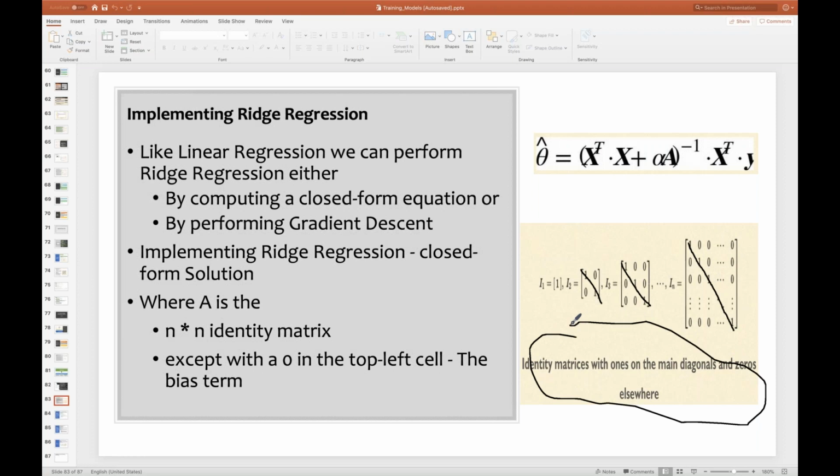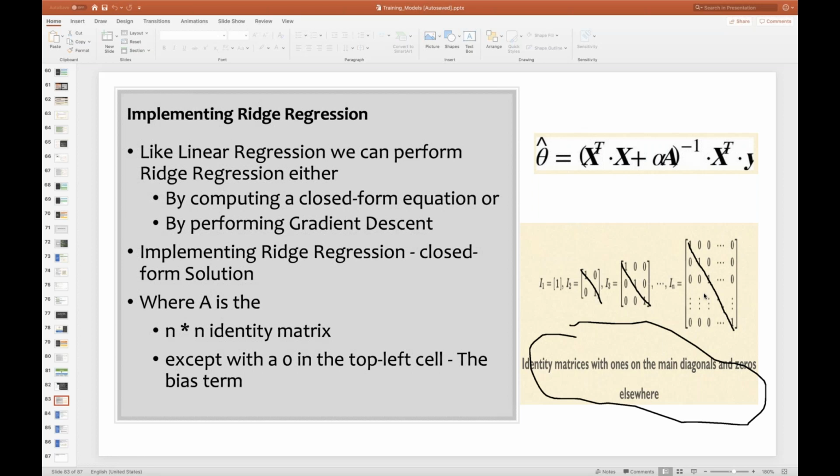What is the need of this? Why are we talking about this now? The reason is, like linear regression, we can perform ridge regression by computing the closed form equation or by performing gradient descent. For implementing the ridge regression closed form solution, we have the formula shown on the right side, where A is nothing but an n by n identity matrix, except with A0 in the top left cell, the bias term, and the rest all will be ones. That is the important thing you need to understand in implementing ridge regression.